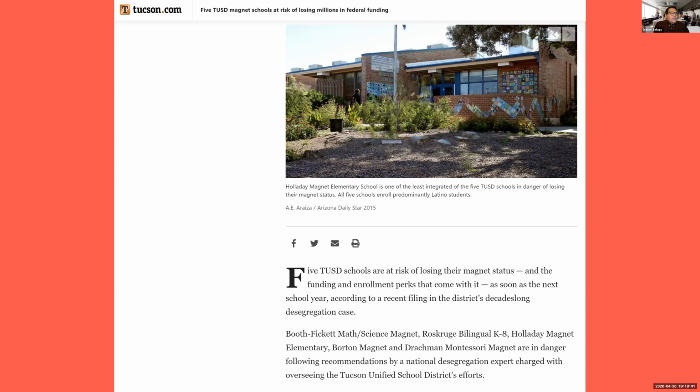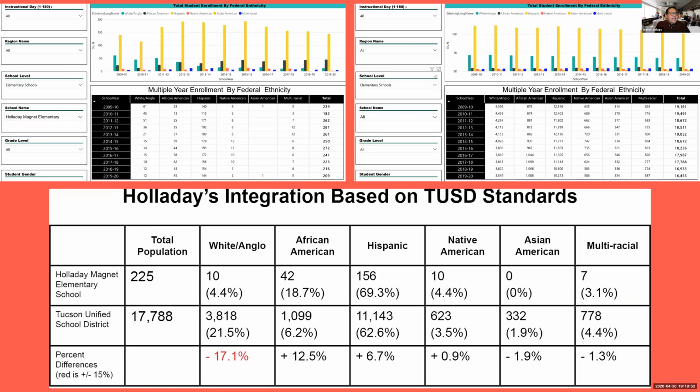In a December 2018 article, Holiday and many other magnet schools did not have integrated student populations. As shown from the TUSD Data Reports website, this is enrollment data for Holiday Magnet Elementary School and Tucson Unified School District on the 40th day of the 2017-2018 academic school year. The data is shown in the table below.